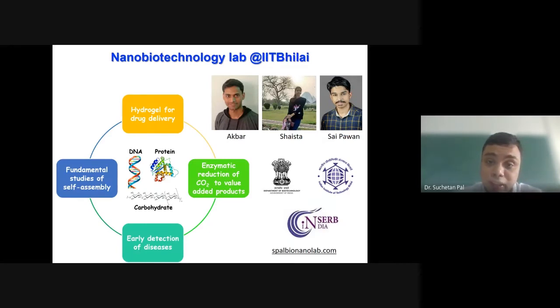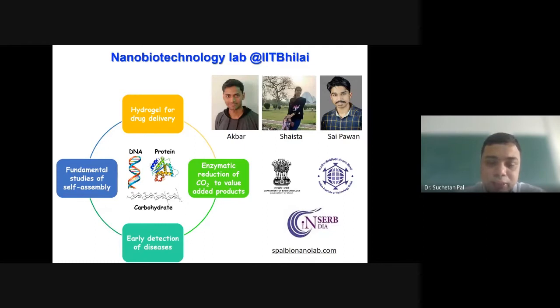So in IIT Bhilai, I am working with three excellent independent researchers, Akbar, Shaista, and Saipawan. They are working in my lab. And basically what we are doing is we are using biomolecular biomaterials. So this is the material coming from the cell itself. We are using DNA, protein, carbohydrate, this kind of biomolecules to create some drug delivery platform to deliver some anti-cancer drug or anti-diabetic drug in cells and proper locations.